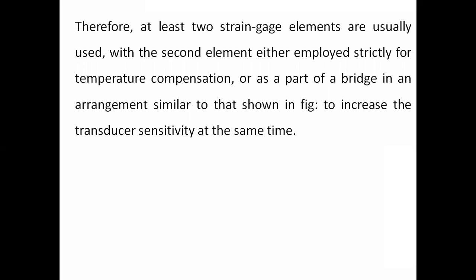So we will connect these two on opposite sides. If there is any effect on the measuring strain gauge, that will be compensated by the second strain gauge. So like this we can use a minimum of 2 strain gauges. These strain gauges will be connected as a Wheatstone bridge.